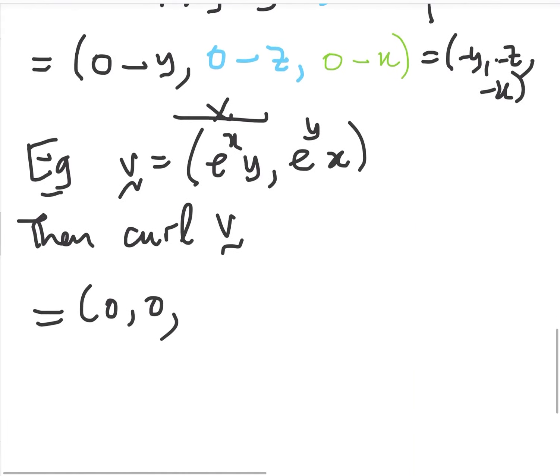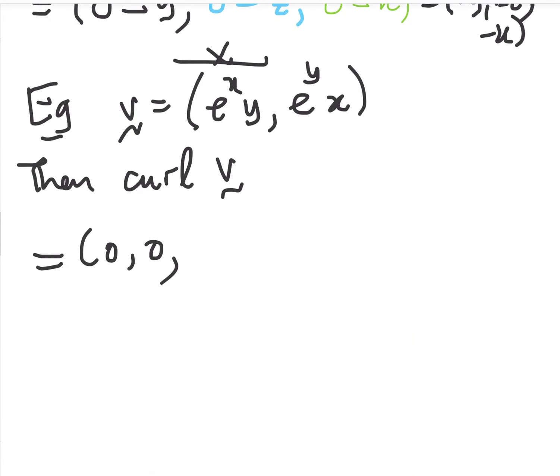You differentiate V2 with respect to x minus differentiating V1 with respect to y. So it's V2 with respect to x. That means if you differentiate V2 with respect to x, you get e to the y times x minus differentiating V1 with respect to y. If you differentiate V1 with respect to y, it's 1 times e to the x. Done.